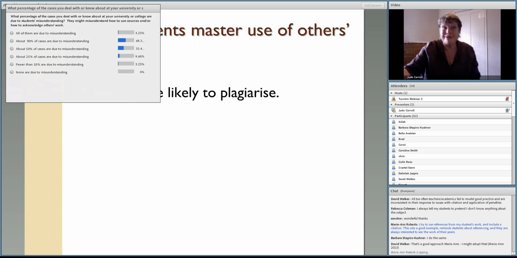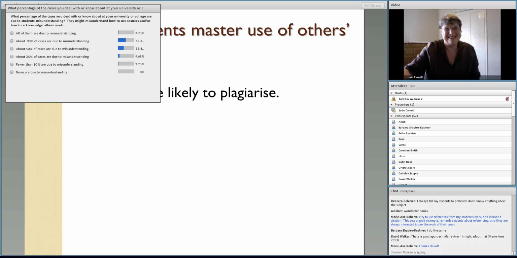Is it going up? There you go. Have a go at this one, those of you who are still around.